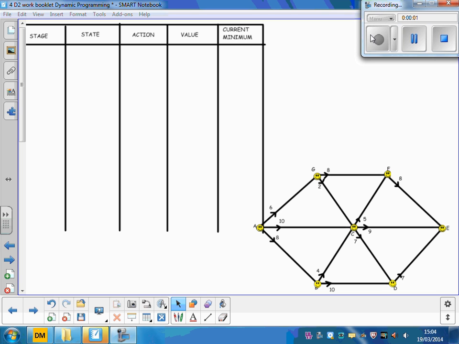This is D2 dynamic programming. I'm looking at the minimum question here, and this is the second one in your workbooks. We start by looking at this network down here and say that this one here is the very end state, the final state we want to get to.